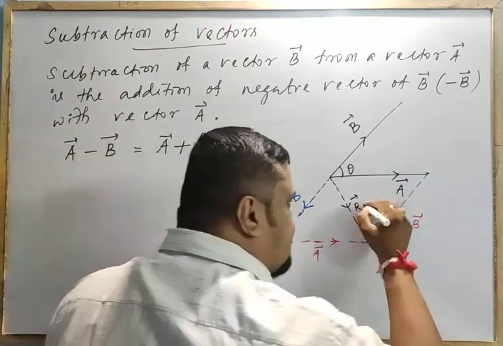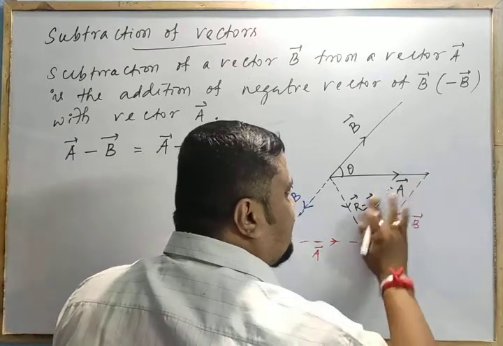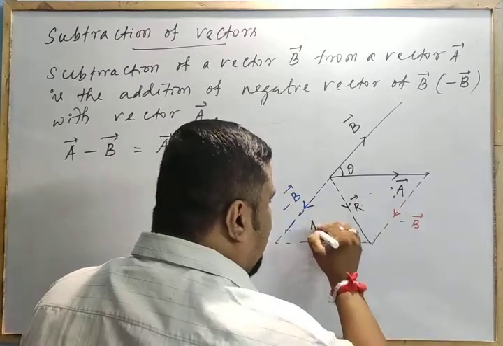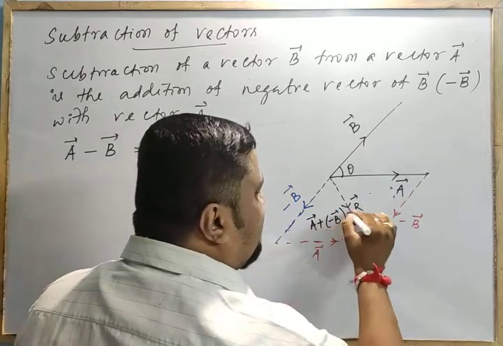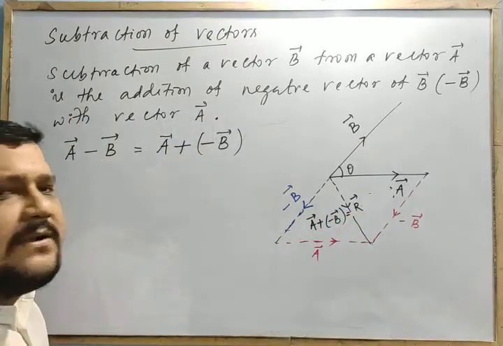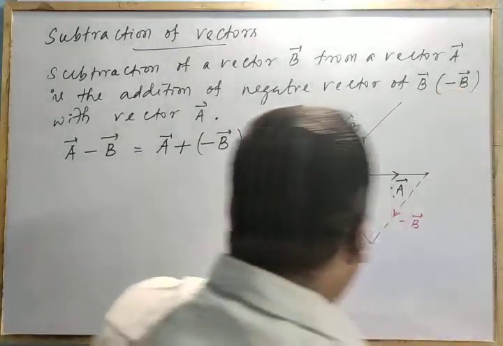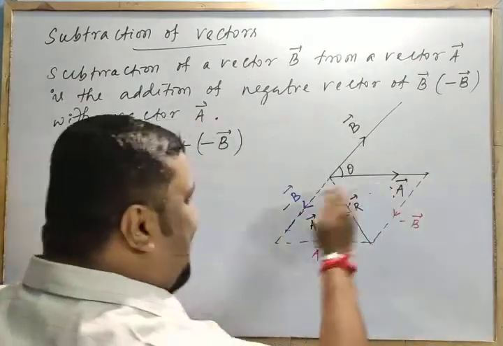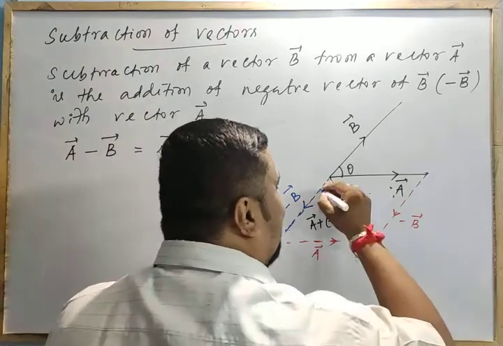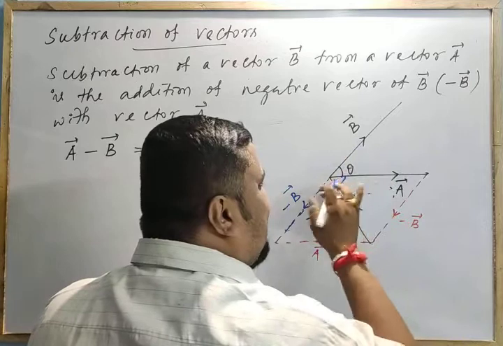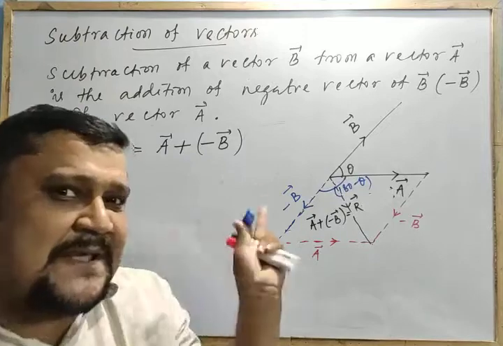What is R? R is equal to A vector plus a vector that is minus B. This is equal to the R vector. Clear? Then, if this angle is theta, what is the angle between A and minus B? This angle is theta. Then what about this angle? The total angle is 180, so this is 180 minus theta.